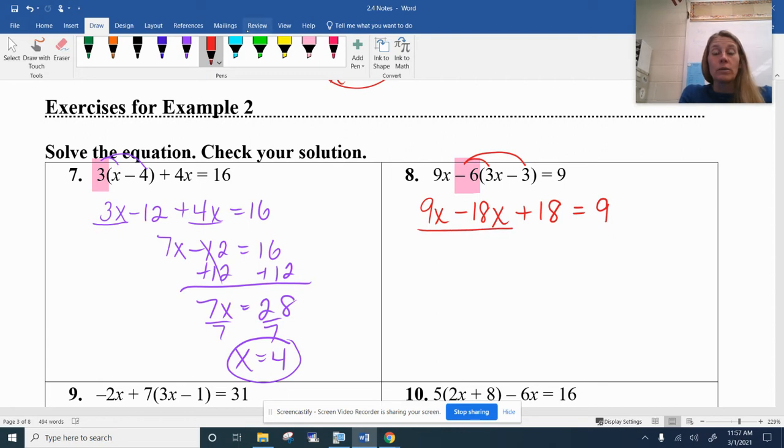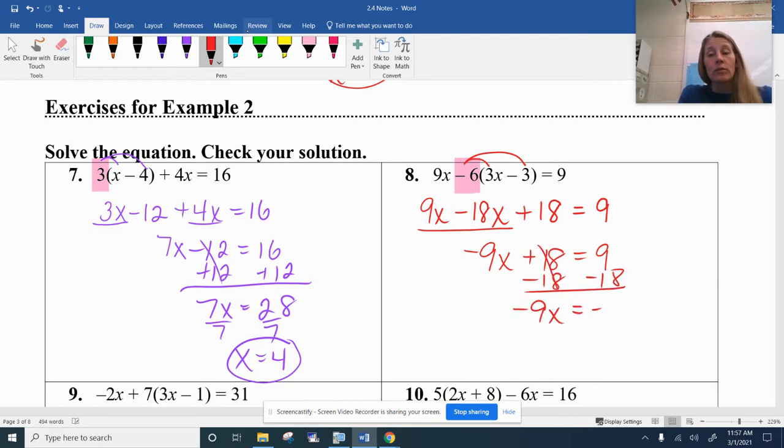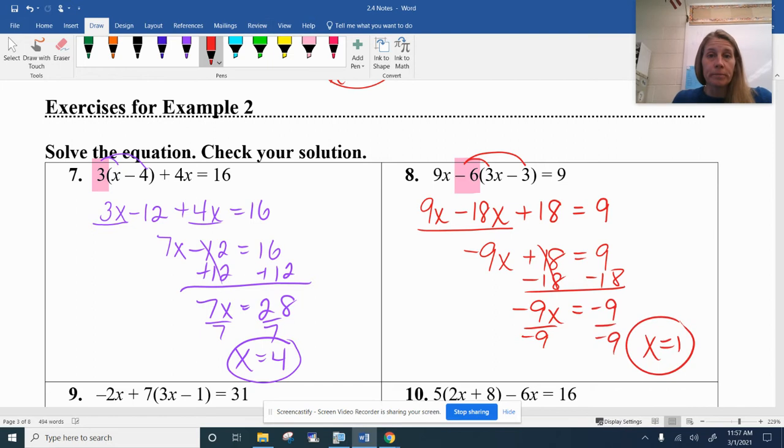Now my two like terms on the same side will combine to give me a negative 9x, and then I'll just continue to solve this problem. So I have negative 9x equals negative 9, and of course when I divide, I end up with x equals positive 1.